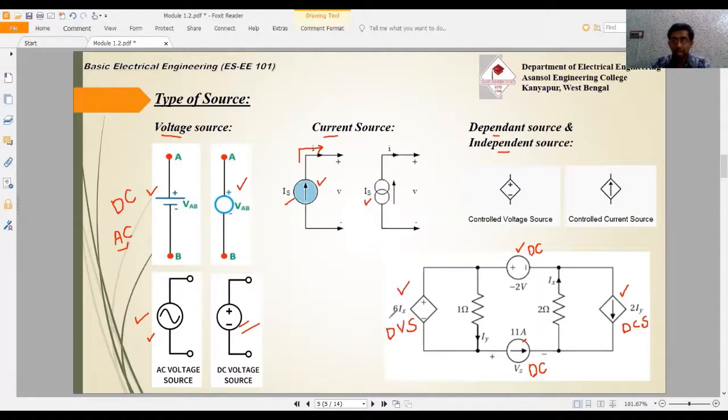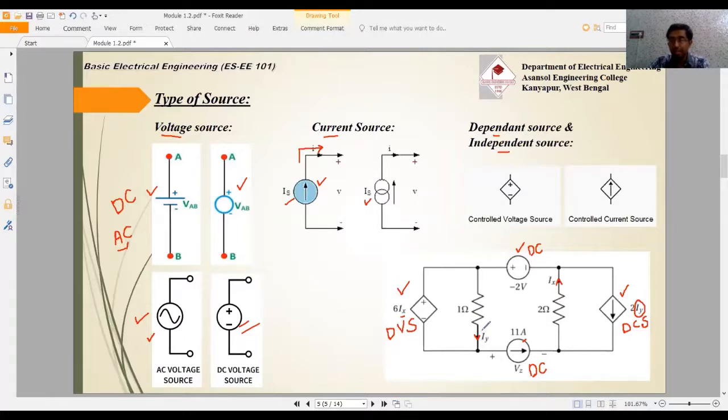Okay. Now what is it depending on? As you can see, 6 into Ix, that means the voltage is dependent on the current value of Ix. You can say that this is the current Ix passing through this 2 ohm resistor. And this dependent current source is depending on the value of Iy. Where is Iy? Iy is the current flowing through this 1 ohm resistor in the downward direction.